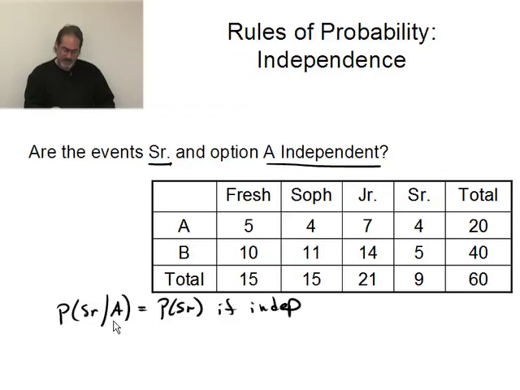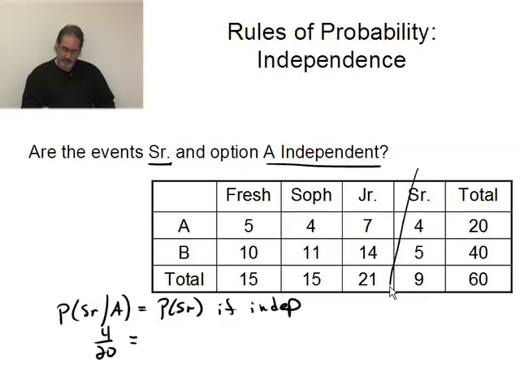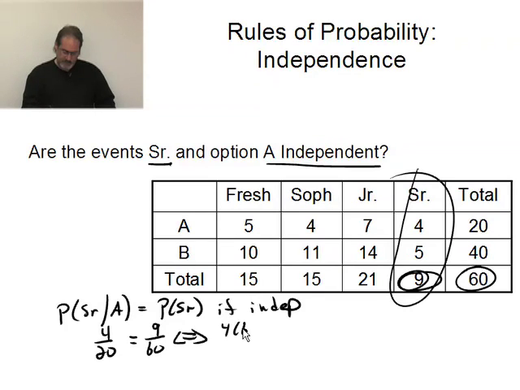Well, the probability of senior given A, that means this is my total universe. There were 4 seniors, so that's going to be 4 out of 20. Now, what's the probability of a senior? Here are my seniors, and 9 out of 60 were seniors. So this must be equal to 9 out of 60. That can only happen if 4 times 60 equals 9 times 20. 4 times 60 is 240. 9 times 20 is 180. These are not equal.